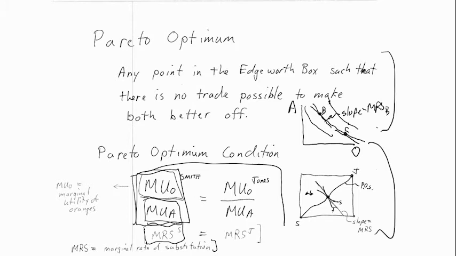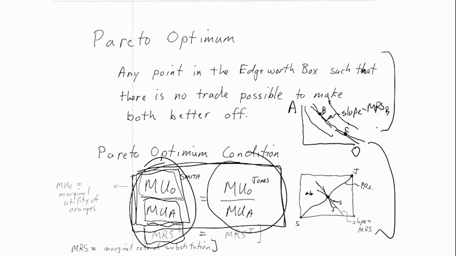Now, Pareto optimality occurs when the slope of Smith's indifference curve, this value on the left-hand side, is equal to the slope of Jones's indifference curve, the value on the right-hand side, in an Edgeworth box diagram. Here's an example in this little diagram on the far right.